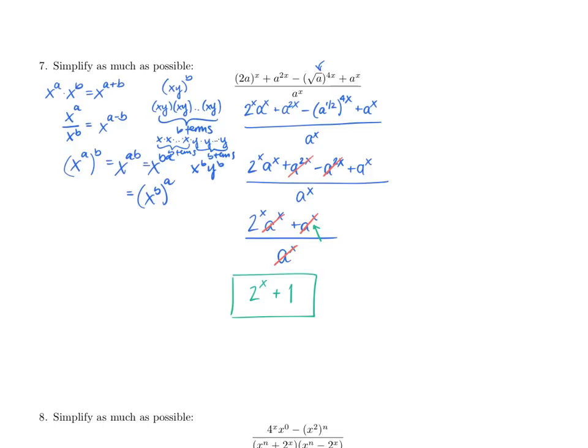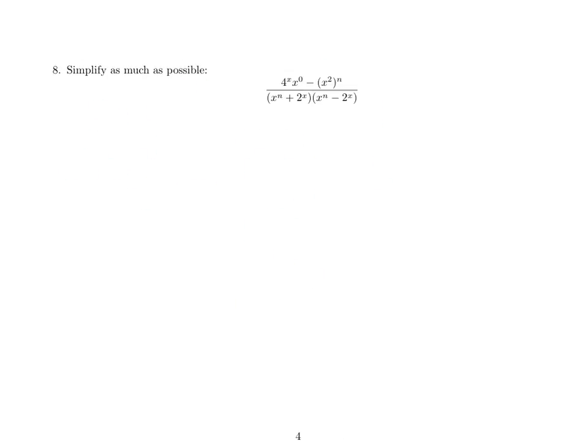Let's continue. The second is very similar. We basically want to figure out what common factors we have to work with and then see what happens from there. In the numerator, I have 4 to the x, and I also have x to the 0th power, which is going to be 1. So I note that I could rewrite that as 4 to the x by itself, plus that 1, and then I subtract off x squared raised to the nth power.